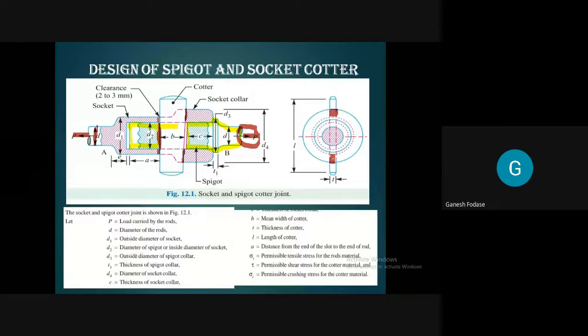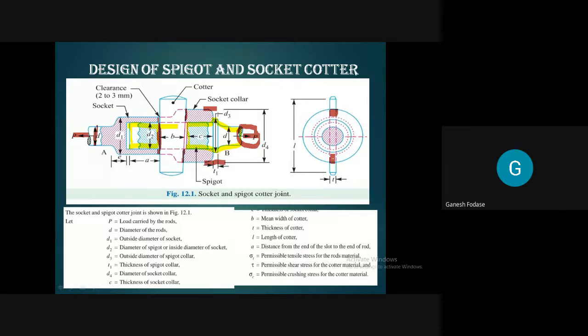Then D3. D3 is the outside diameter of the spigot collar. So D1, D2 and D3. This one is D3. You can see this diameter. This one is the outside diameter of the spigot collar. This one is the spigot collar. Okay, so this is D3.